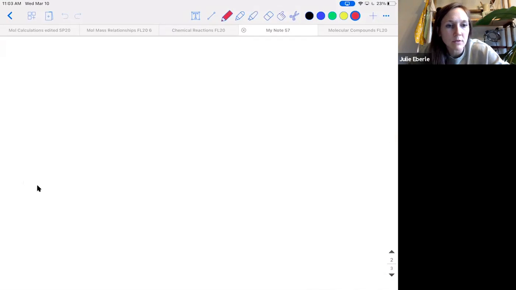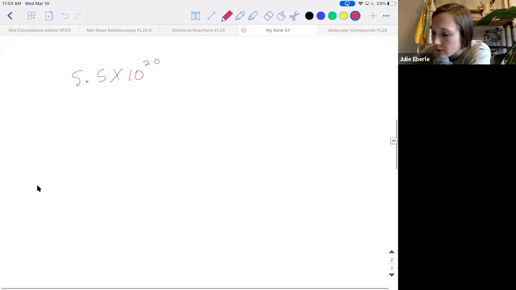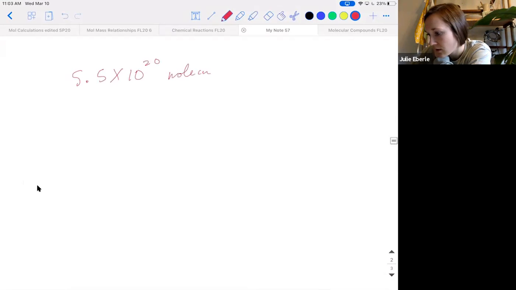What is the mass in grams? We have 5.5 times 10 to the power 20 molecules of aspirin, C9H8O4.